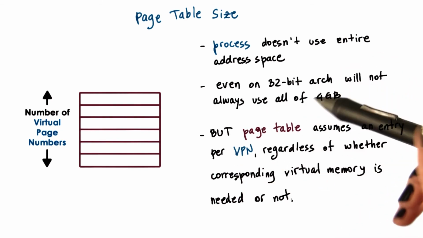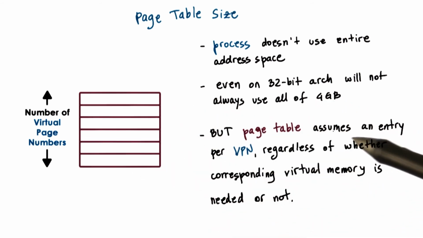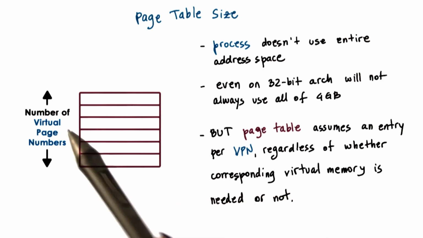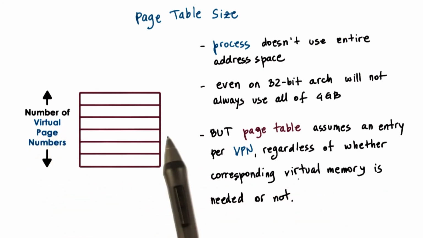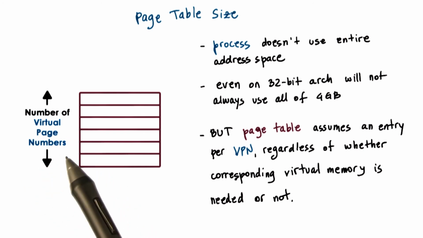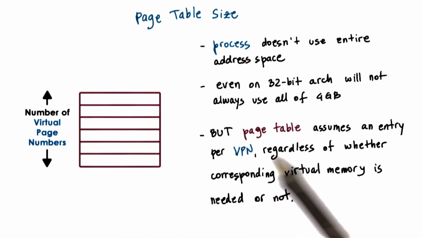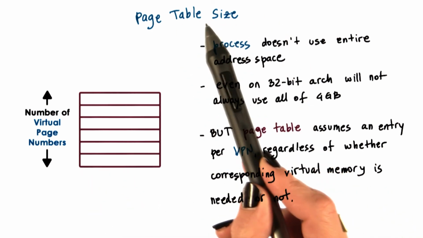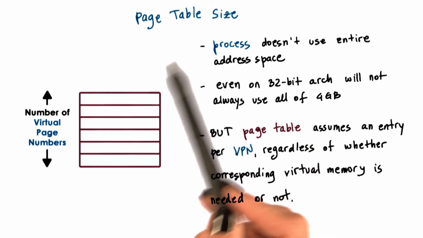The problem is that the page table, as we described it so far, assumes that there is an entry for every single VPN, regardless of whether the corresponding virtual memory region is needed by the process or not. So this page table design really explodes the requirements of the page table size. And what we'll do next, we'll look at some alternatives of how to represent a page table.